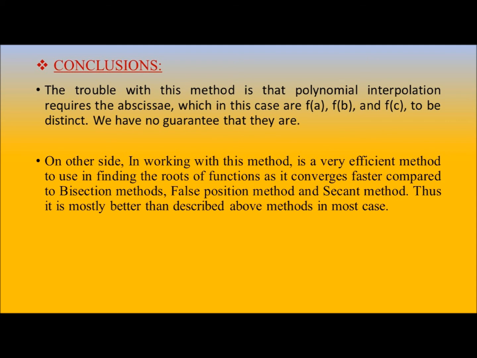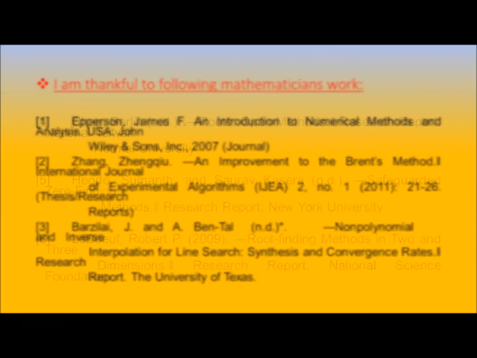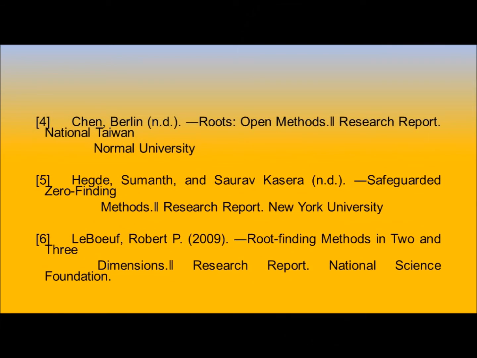If we start near this singular situation, say with a = -2.001, b = 0, c = 1.399, the next iterate is near x = 500. So this is a problem. On the other side, in working, this is a very efficient method.